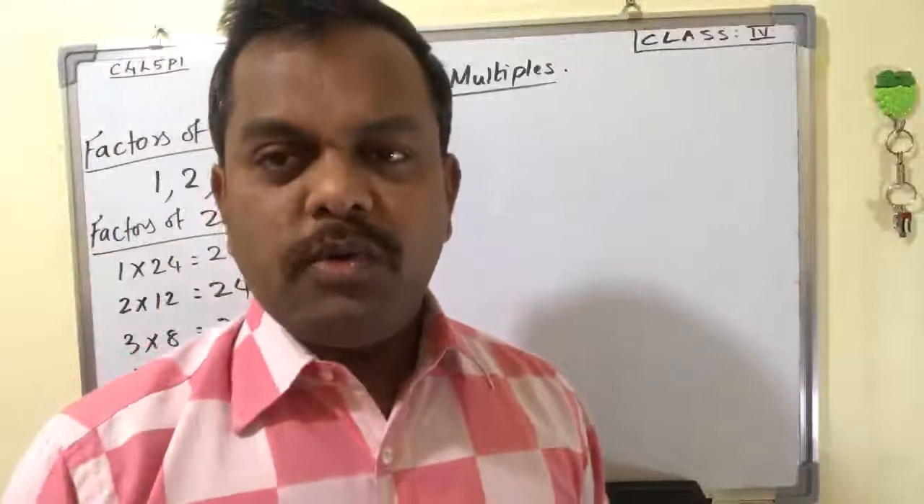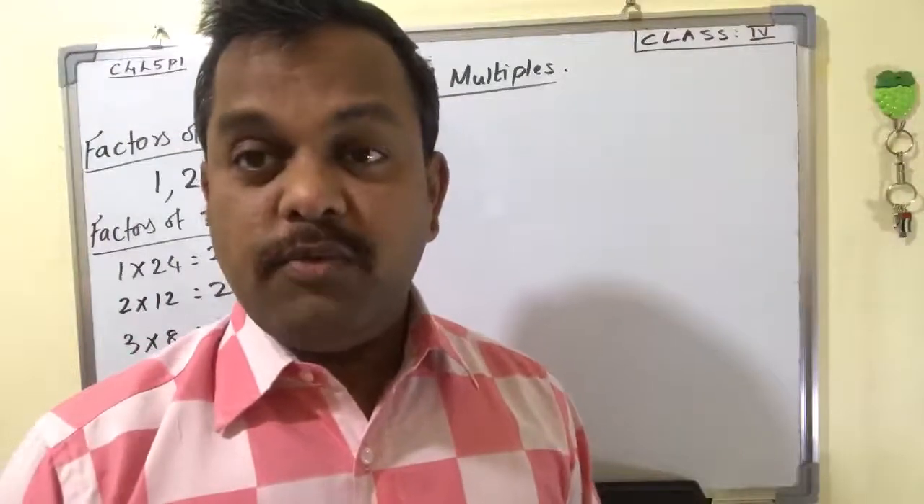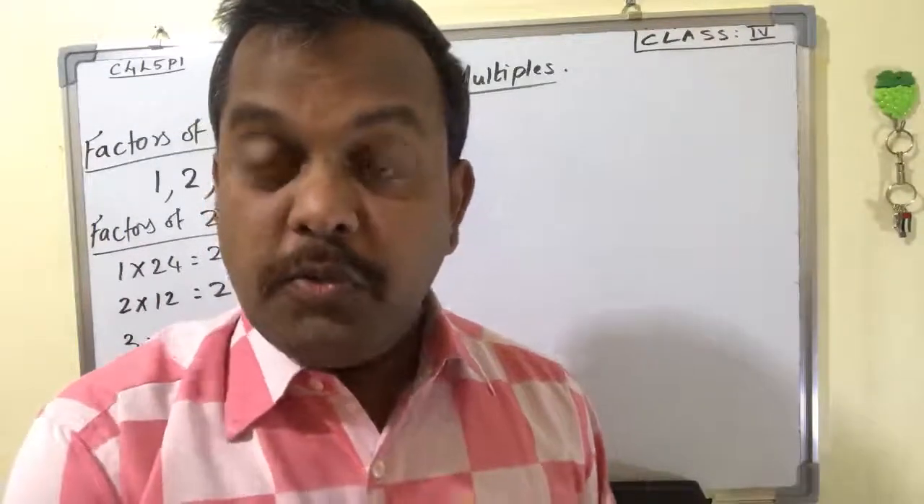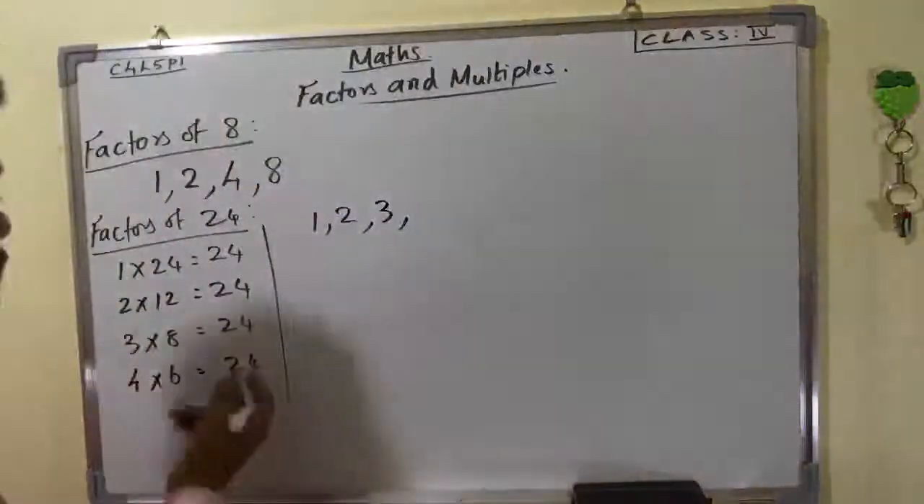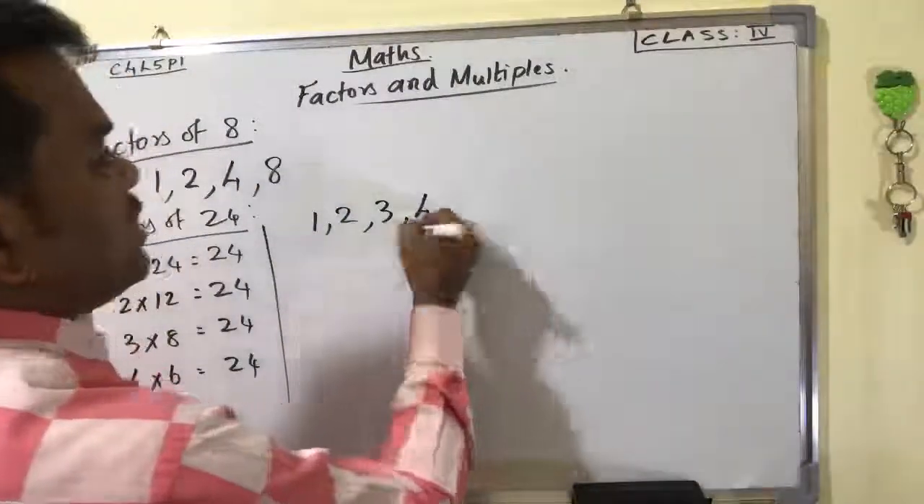1 4 is 4, 2 4s are 8, 3 4s are 12, 4 4s are 16, 5 4s are 20, 6 4s are 24. Yeah, 6 4s are 24. So 4 is also a factor of 24.